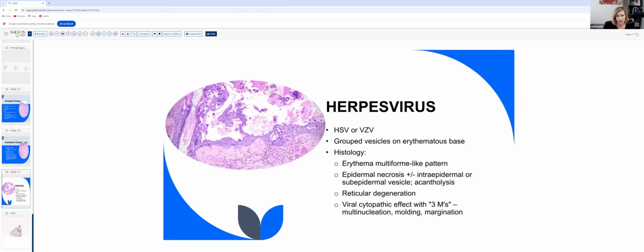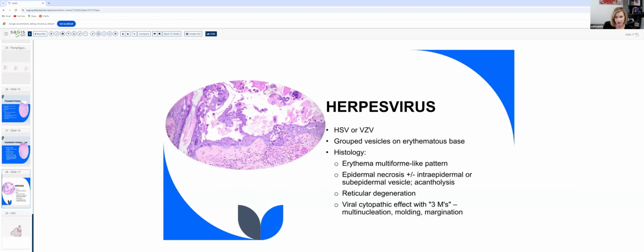And as we saw in our previous talk on interface dermatitis, histologically, herpes can present with an erythema multiforme-like pattern with dyskeratotic cells scattered throughout the epidermis. We may see areas of epidermal necrosis, and we can also see an intraepidermal or subepidermal vesicle with acantholysis. Sometimes these lesions are just entirely necrotic, but if we see an intraepidermal vesicle with acantholysis with diffuse necrosis, that's always very suggestive of herpes virus.